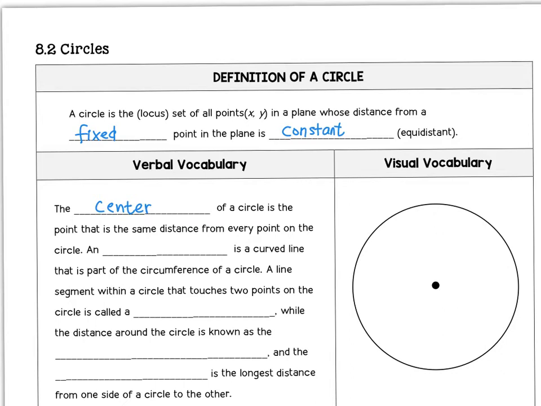of a circle is the point that is the same distance from every point on the circle. An arc is a curved line that is part of the circumference of a circle. A line segment within the circle that touches 2 points on the circle is called a chord, while the distance around the circle is known as the circumference. And the diameter is the longest distance from one side of the circle to the other.